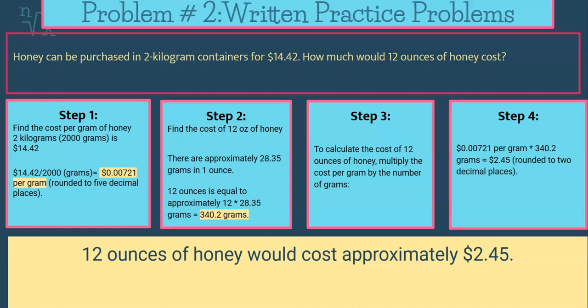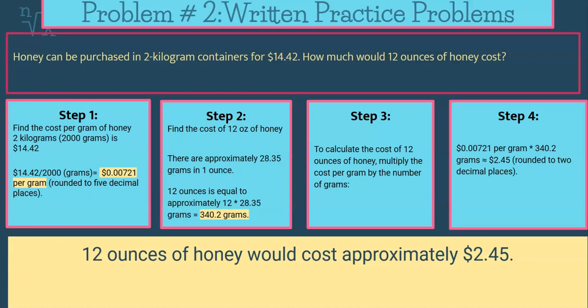So 2 kilograms is equivalent to 2,000 grams, and that costs $14.42. You can find this in your conversion chart in one of the previous units, or obviously on the internet. Grams converts to ounces a little bit easier than kilograms. So you take your purchase price of $14.42 and divide it by 2,000, because that's how many total grams are in the entire container of honey, and you get 0.00721 per gram is the cost. We would obviously round that up to about a penny.